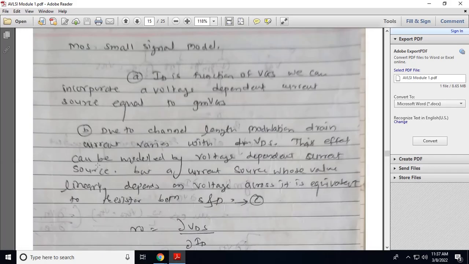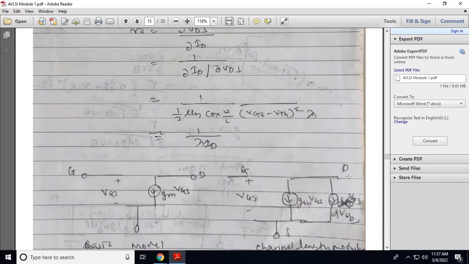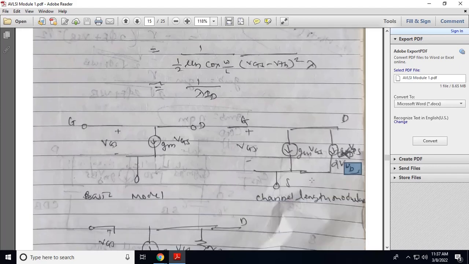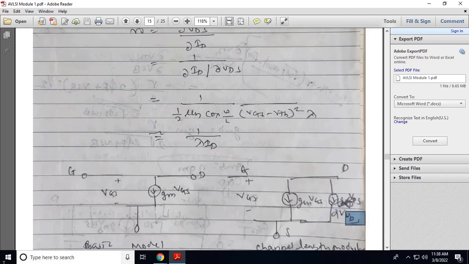Second point, due to channel length modulation, when you increase the drain to source voltage, it will affect the length of the channel. So that is represented by a current source that depends on voltage, and that value is alpha VDS. A current source whose value depends on the voltage between drain to source.